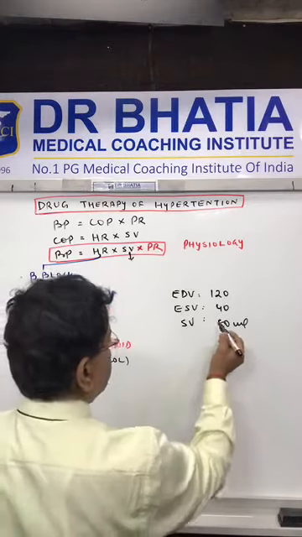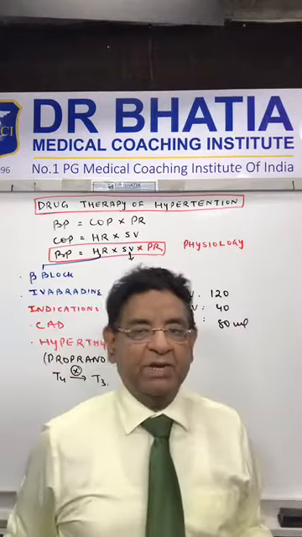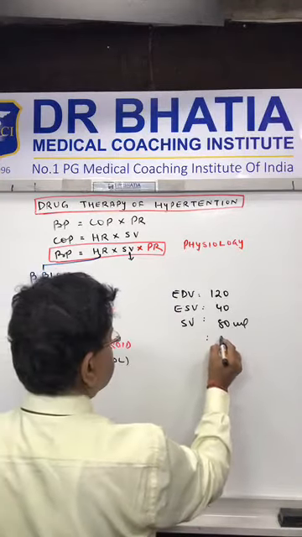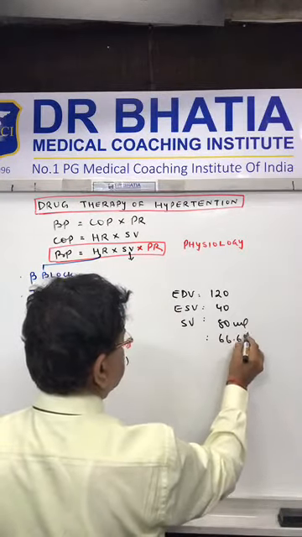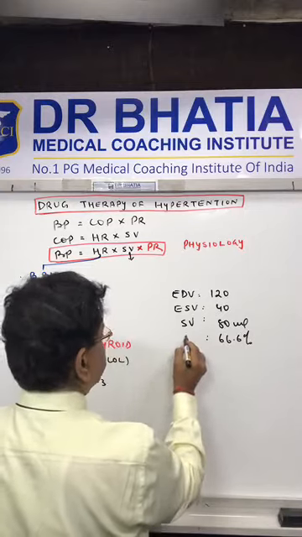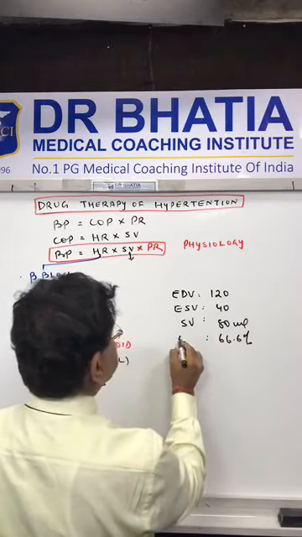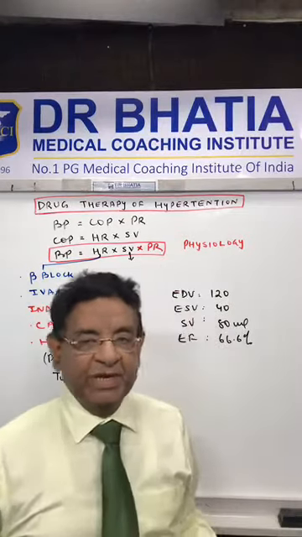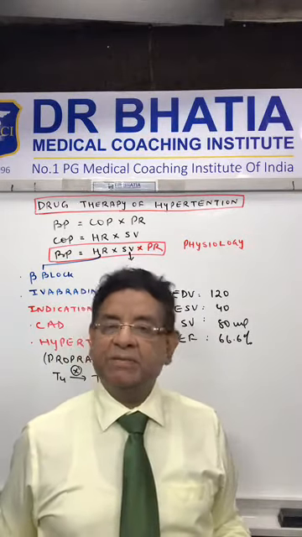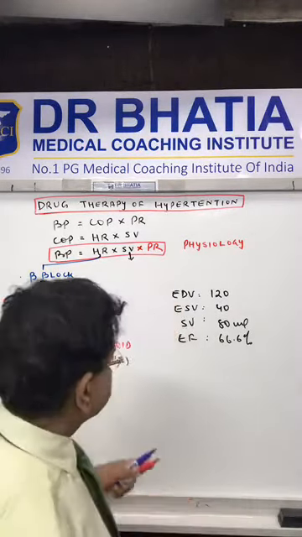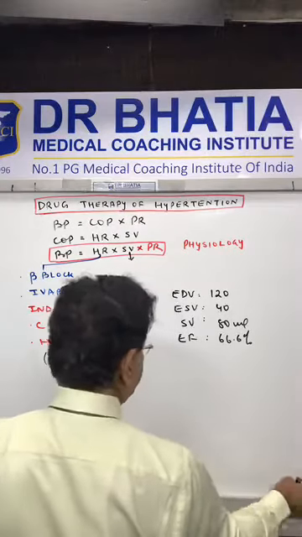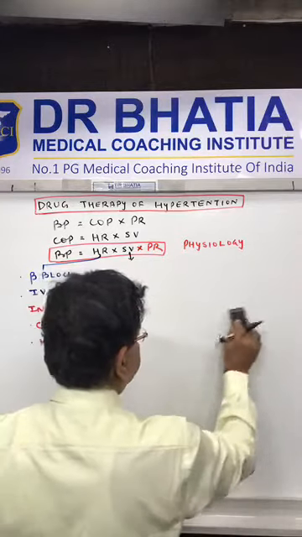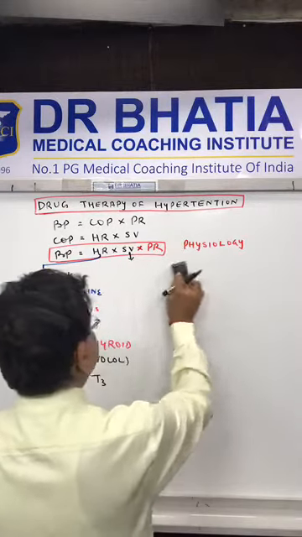Okay? And after 120, 80 ml goes out. That means approximately 66.6% goes out, and this is known as ejection fraction. And ejection fraction we can very easily detect by echocardiography. So this was the basic physiology of stroke volume. Now we talk about pharmacology.